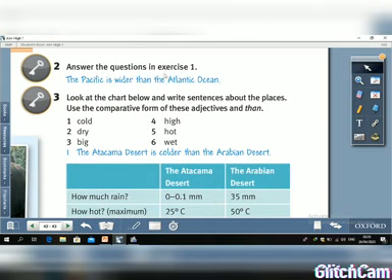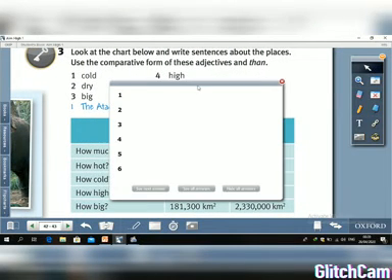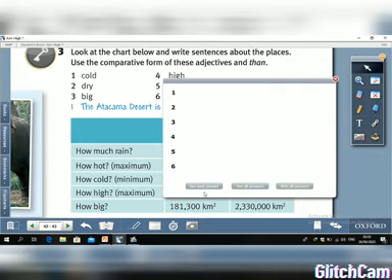Answer the questions in exercise 1. The Pacific is wider than the Atlantic Ocean. What did he do? He used the adjective wide, so it's a short adjective. He added er at the end of the adjective, then the word than. Look at the chart below and write sentences about the places. Use the comparative form of these adjectives and than. First, you are going to know how to use these adjectives to make comparatives.